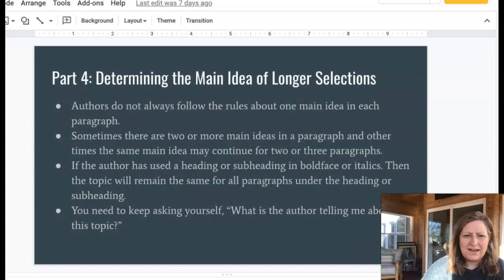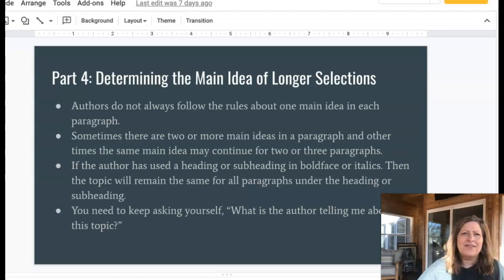So first of all, we learned last time that the main idea sentences can typically be found either at the beginning, or if not there, then the end, or if not there, then piecemealed in the middle someplace. But with longer selections, authors don't always follow the rules about having one main idea in each paragraph, which is just baffling to me, but they just don't.